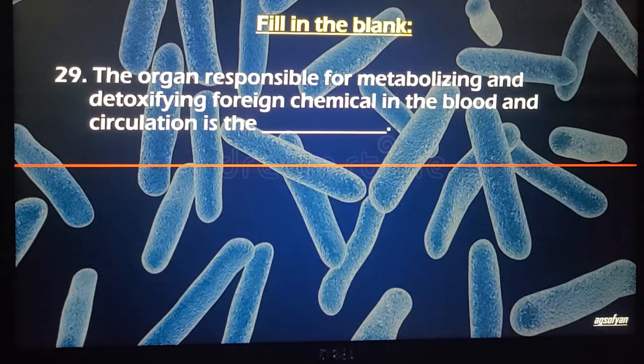Okay, number 29, fill in the blank. The organ responsible for metabolizing and detoxifying foreign chemicals, including the drugs, in the blood and circulation is the, write your answer. Yes, so our organ that is responsible for detoxifications of drugs or foreign chemical is liver. Okay, so this is the organ that is responsible to detoxify foreign chemicals.